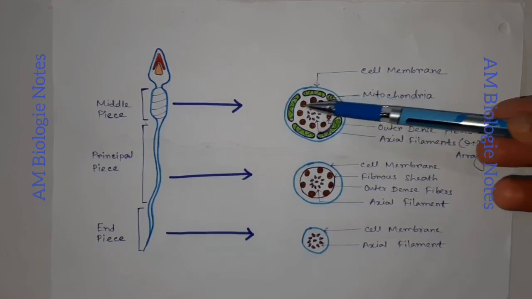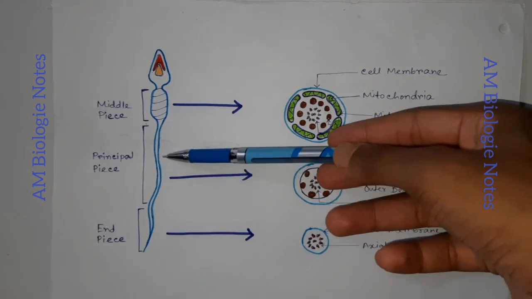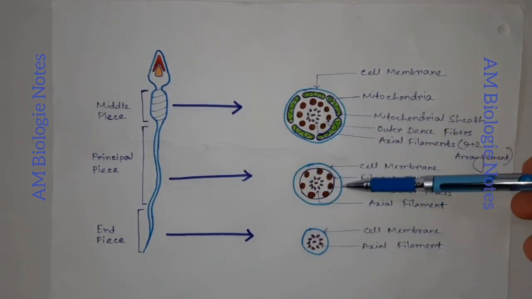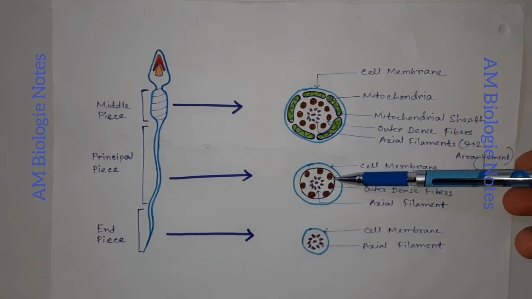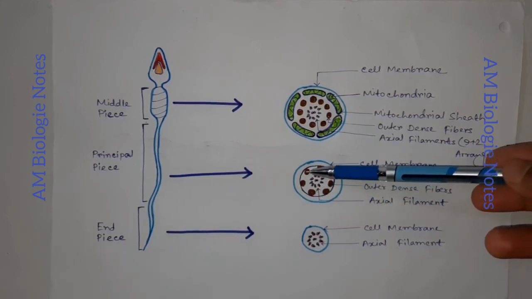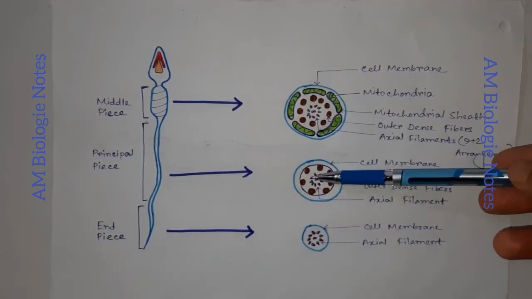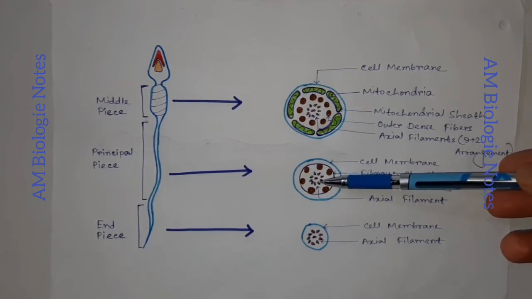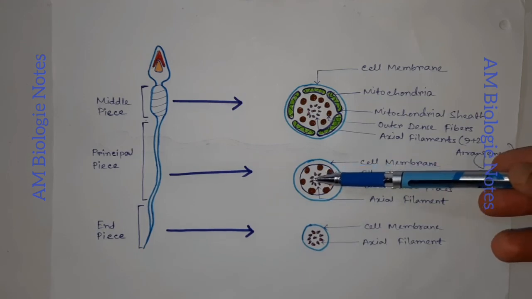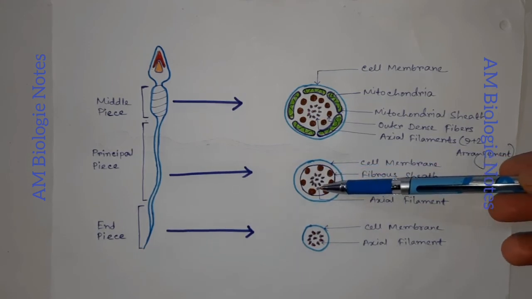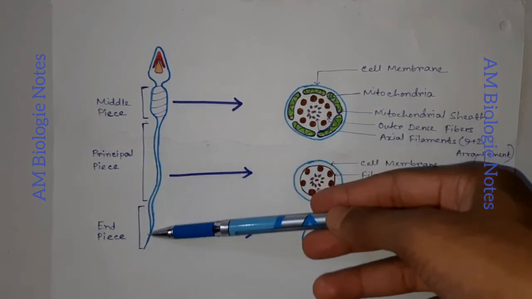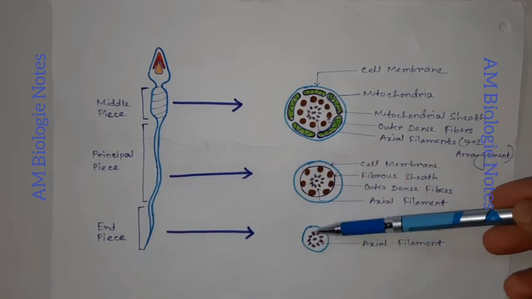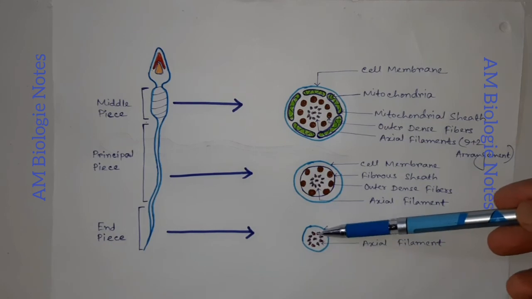If you make a section at the principal piece, you will see the fiber sheath, much thinner outer dense fibers, and the 9+2 arrangement of microtubules at the center. There is no mitochondrial sheath. And finally, if you make a section at the end piece, you will see only the axonal filament.